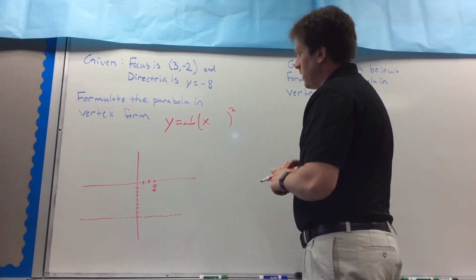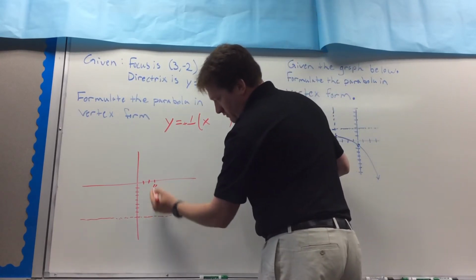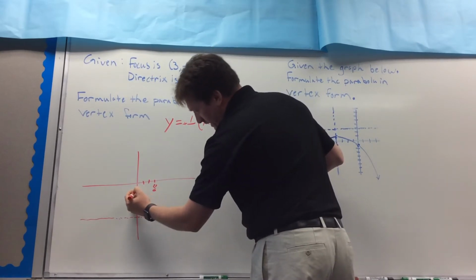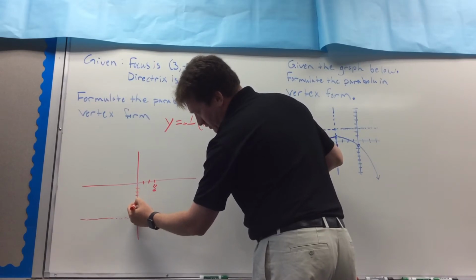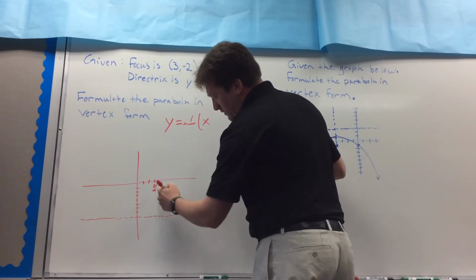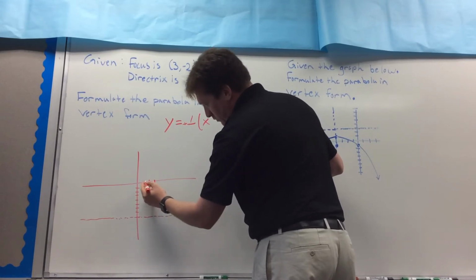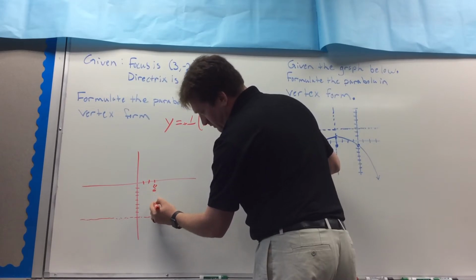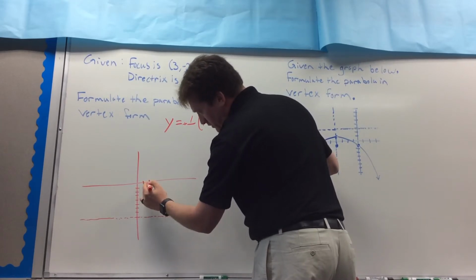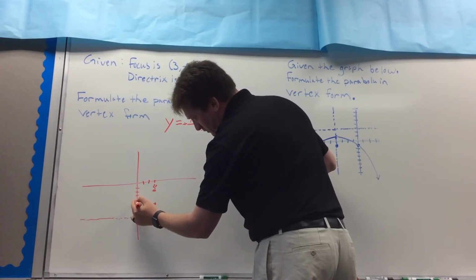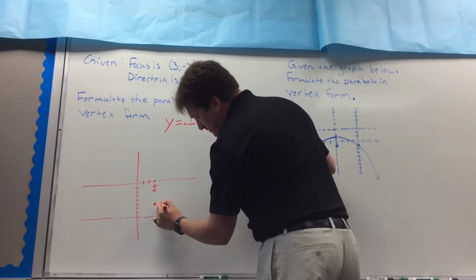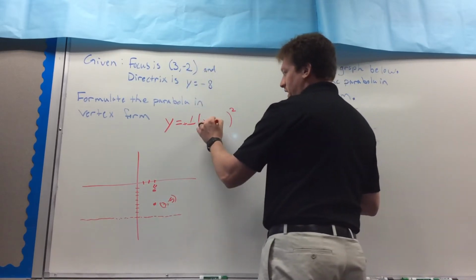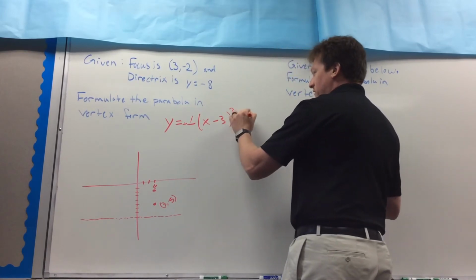So what I need to do is figure out the middle distance between the focus and the directrix. So from here, I'm at -2, so that's 1, 2, 3, 4, 5, 6 units right there. So I'm going to go down 3 from the focus. So here, 1, 2, 3, then go down 3 more. There's my coordinate point. So I have my vertex. So that's going to be (3, -5).